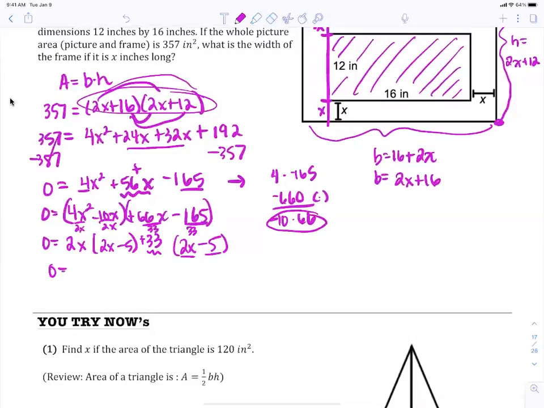And now we're factored. The first factor is 2x minus 5. Second factor, we make up with the GCFs. It's going to end up being 2x plus 33.